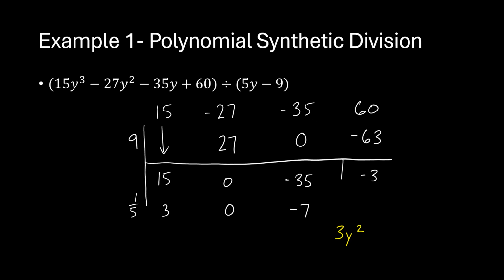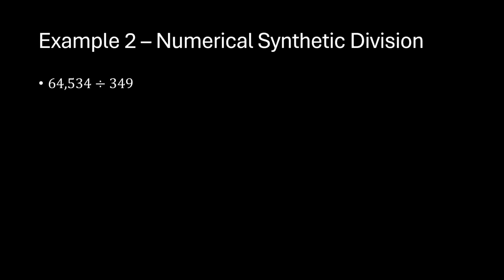3y squared. We can skip the y because that's 0 minus 3. And then I can put the remainder over the divisor. So negative 3 over 5y minus 9. All right, now let's look at numerical synthetic division.